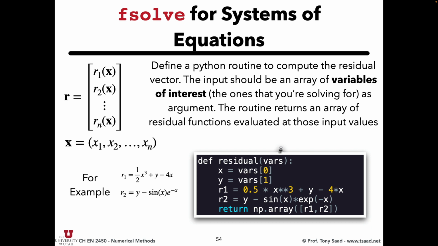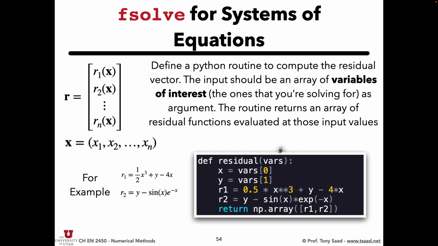Why is it an array? I choose to be an array. You can pass a single value, it won't be an array, but if you're doing things consistently, you're going to be passing an array. And the order I chose is x and y. So I know in my calculations that var 0, the first entry in vars, is x, and the second entry is y. Then I compute R1 and R2 numerically.